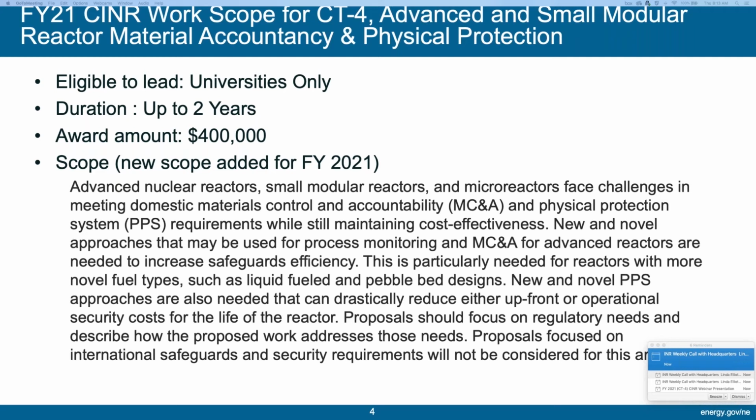Okay, next question. Does this work scope include development of small footprint neutron spectrometers that can actively or passively detect the emission of fast neutrons from radioactive materials as part of MC&A?